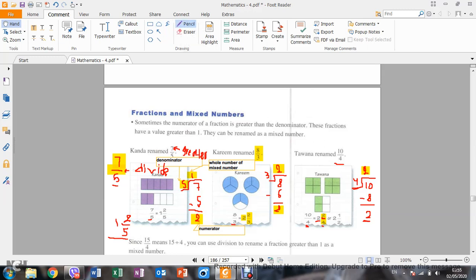Rewrite 2. So we divide by which number? Divide by 2, and at the same time 4 divided by 2. Now divide the fraction: 2 divided by 2 is 1, and 4 divided by 2 is 2. So it equals 2 and 1/2.